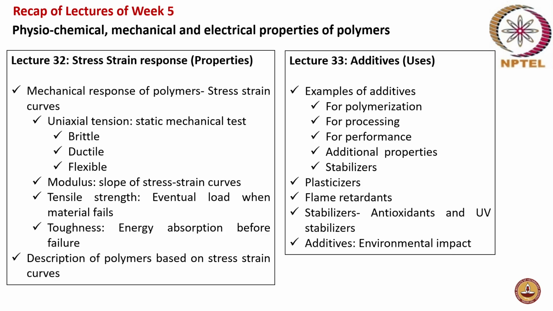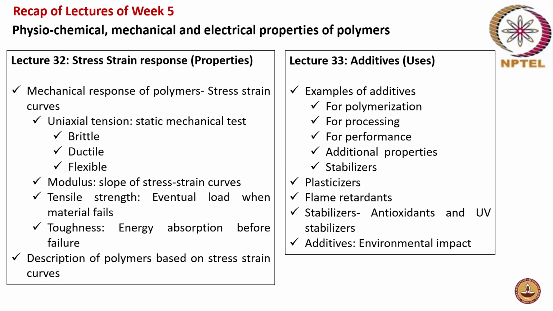And lecture 33 was on additives. It was on uses. Different types of additives were discussed. For example, what are the additives used for polymerization? Say, for example, some initiator may be there, or sometimes you may even add an inhibitor, right, for processing, for flow, and for performance enhancement, like improving the strength or mechanical response. What kind of additives are added, and then some other additional properties. What are the stabilizers added?